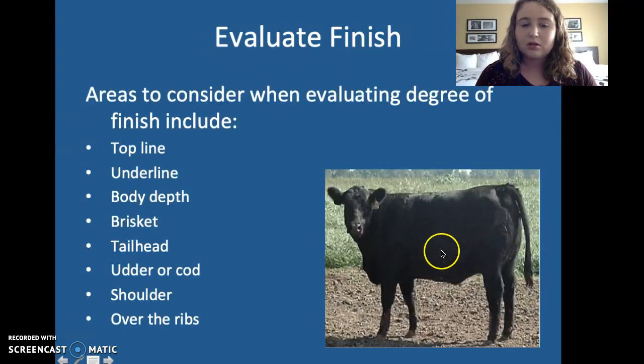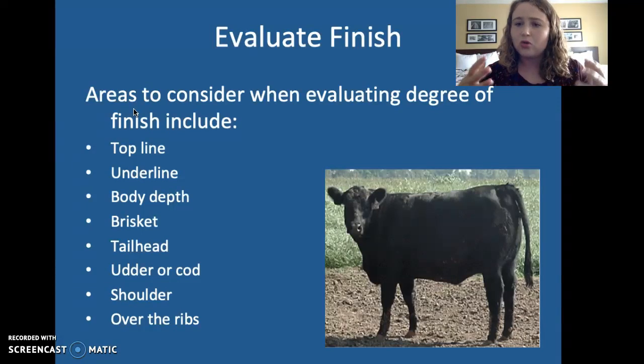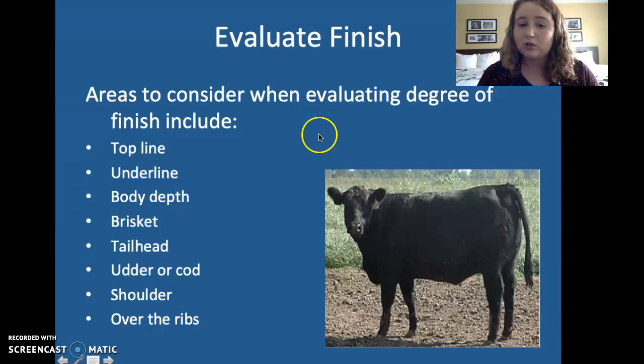Okay, so let's see here. Areas to consider when evaluating fat are the top line, underline, the body depth also plays an effect with the amount of finish. You also have the brisket. The brisket will be a lot more full when the animal is finished. There'll be little pockets on the tail head that you can see. The cod or udder, and then the shoulder, and over the ribs. So those are all places to evaluate fat.